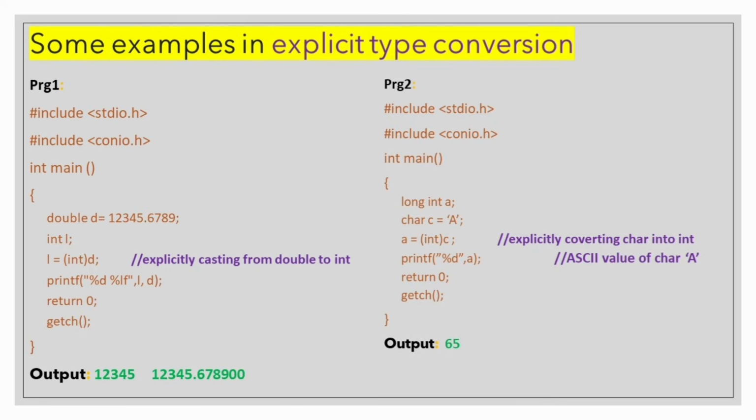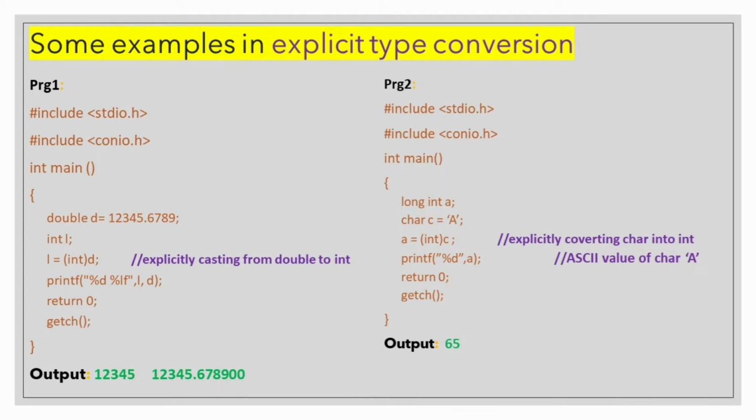Now let's see the examples of explicit type conversion. Take program 1. Here we declare the variables d and I, which have the data types double and integer, where d has a default value in it. Here we are assigning I equal to int of d, explicitly converting the double data type into the integer data type. The value stored in I will be in integer form, whereas the value stored in d will be in double format.